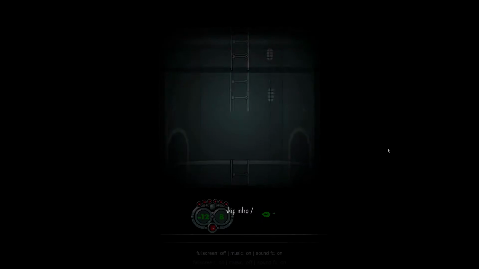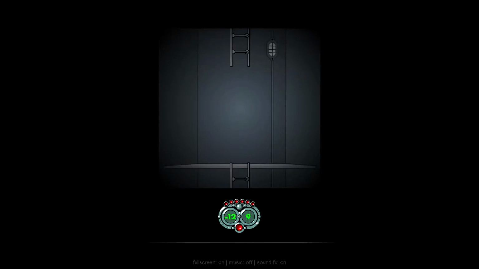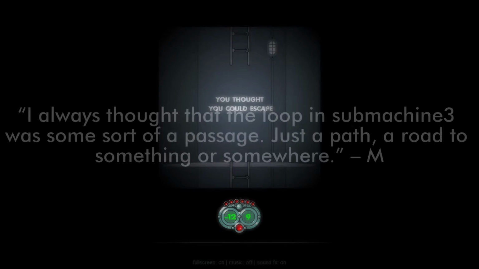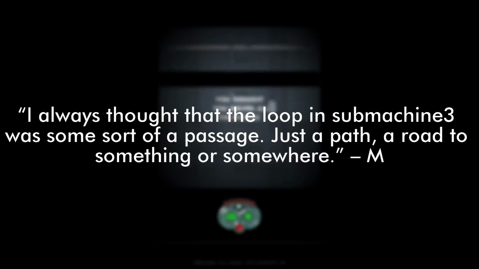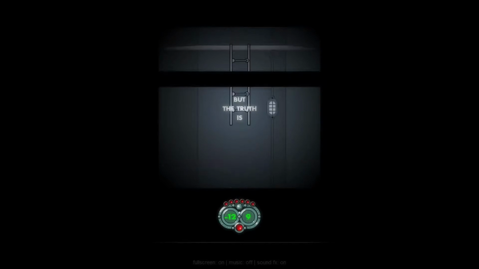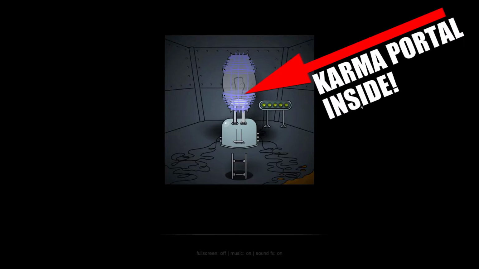However, since we are able to eventually get back on track and use the green leaf at the end to connect us back to the lab in Sub 4, it seems that the loop might be a detour of sorts, or as Mateusz himself describes it, "I always thought that the loop in Submachine 3 was some sort of passage, just a path, a road to something or somewhere." And this makes sense if you consider the fact that this all happened because we entered a karma portal, which is a mode of transition between locations.